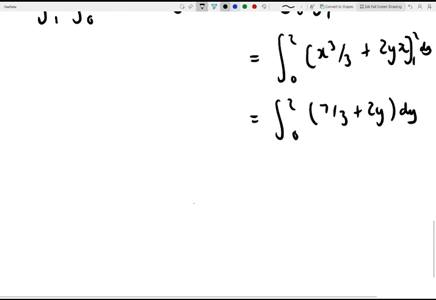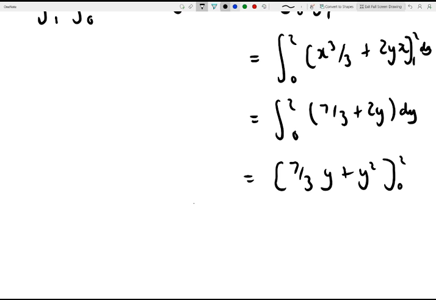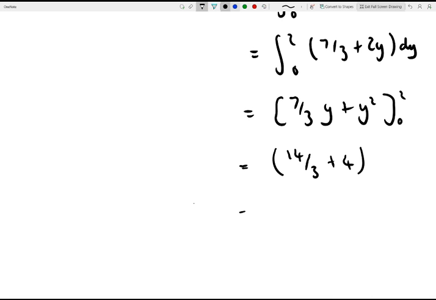Then we compute this integral with respect to y. So we have 7 over 3 y plus y squared from 2 to 0, and substitute these values to get 14 over 3 plus 4, but then we've got 0, so we've got nothing to take away. Collecting these two together, we have 26 over 3, which is consistent with computing the integral in the opposite order.